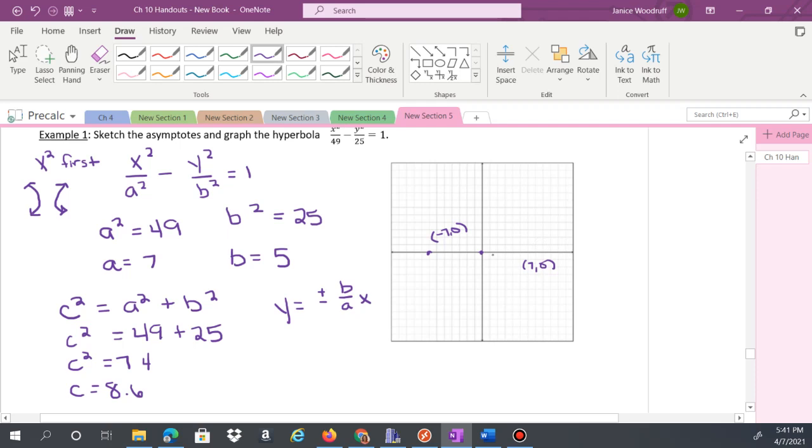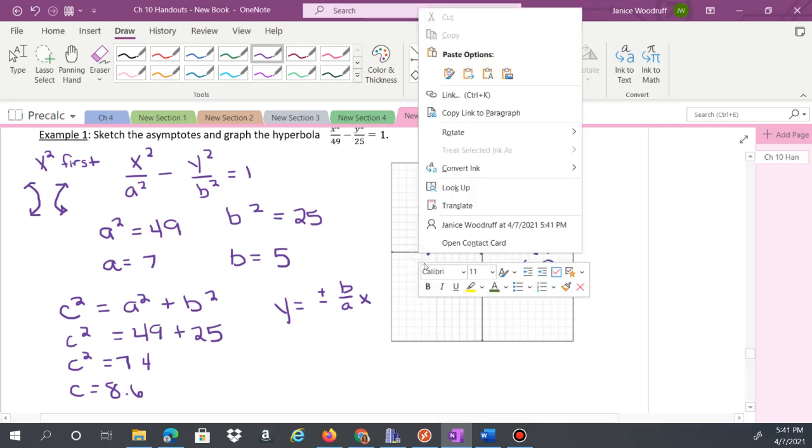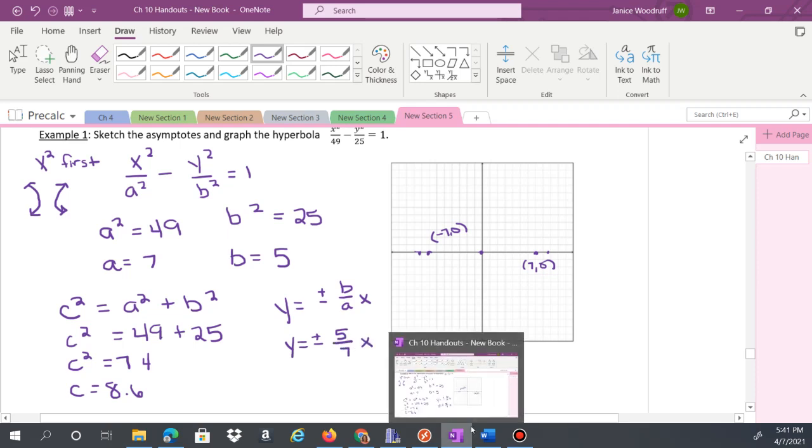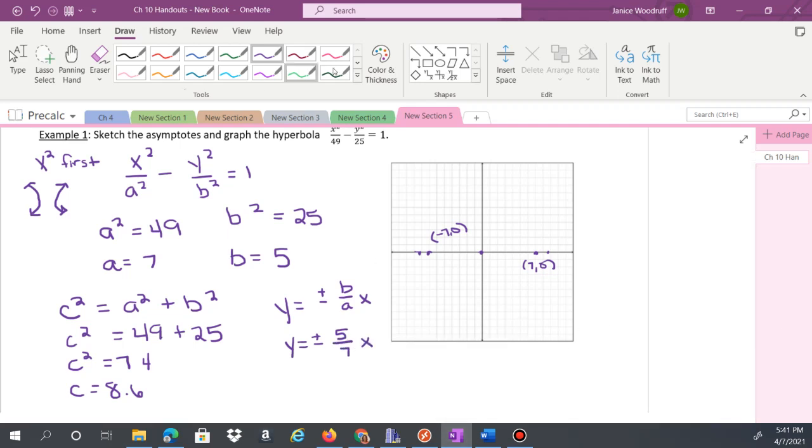Okay, so the 7, oh, we lost that. So there's 7, so then there's 8, so 8.6 is probably about right there. And then 8.6 about right there. Okay, so b over a x, so b is going to be 5, and then a is going to be 7. So this is the y equals mx plus b line, 5 over 7 x.